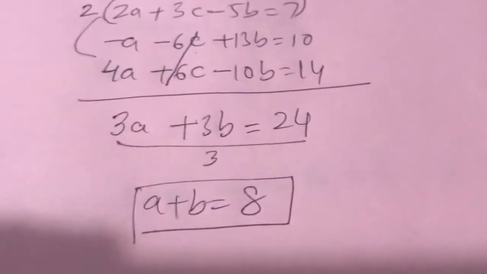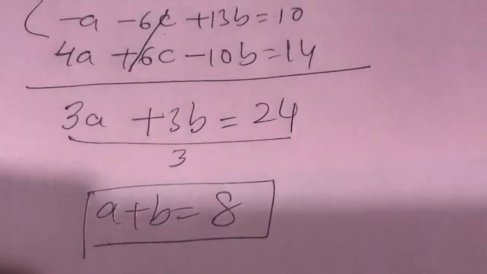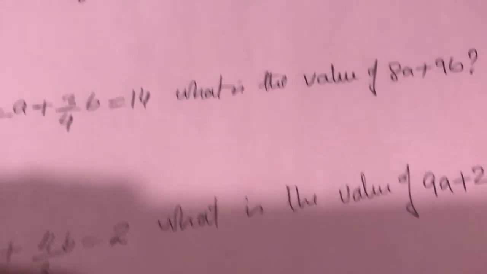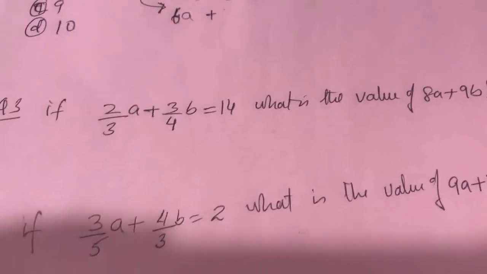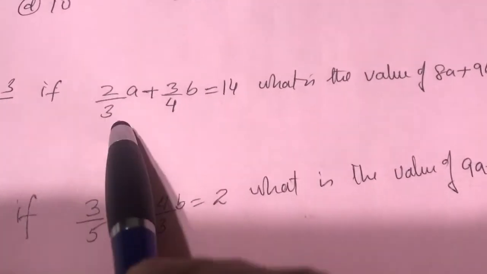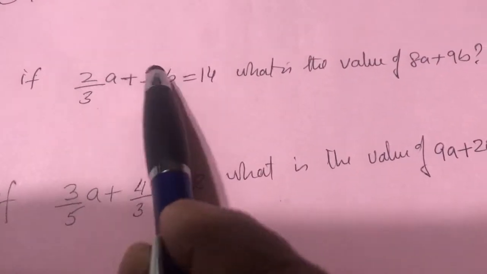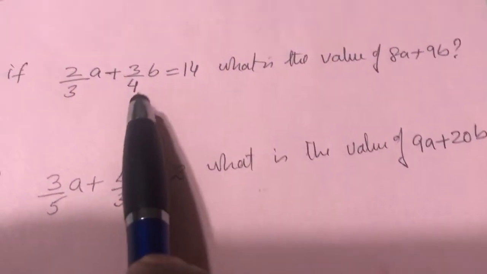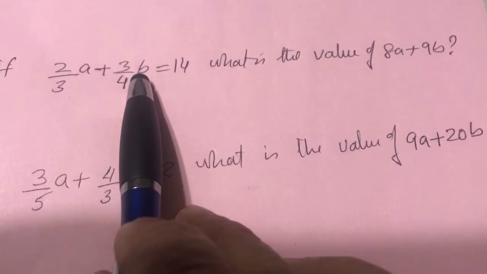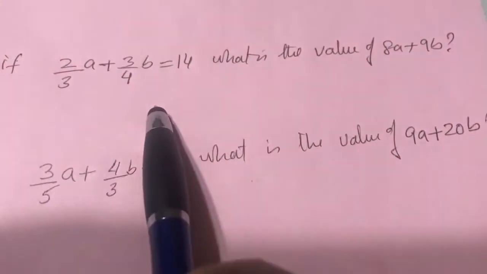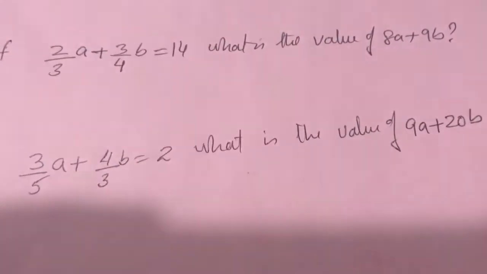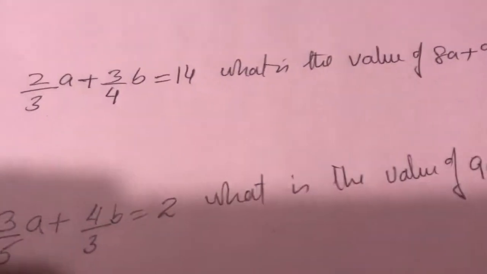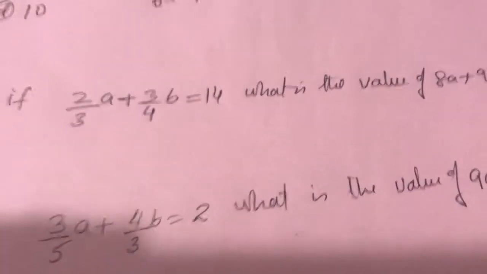Very quickly, I'm going to do two more questions, which are very popular on the test. So the next question is this one. If 2/3 of a plus 3/4 of b equals 14, what's the value of 8a plus 9b? Now, there are two variables. Another question of two variables, and people think, well, two variables, you have to have two equations to solve. But look how this is done differently again.